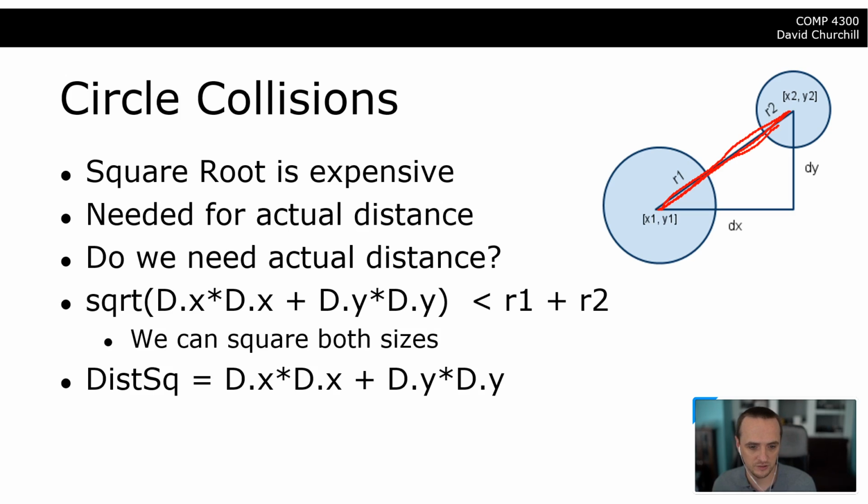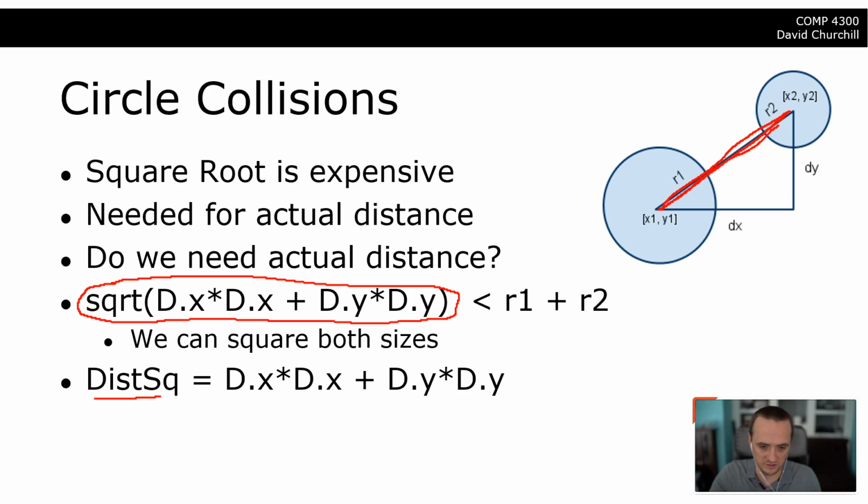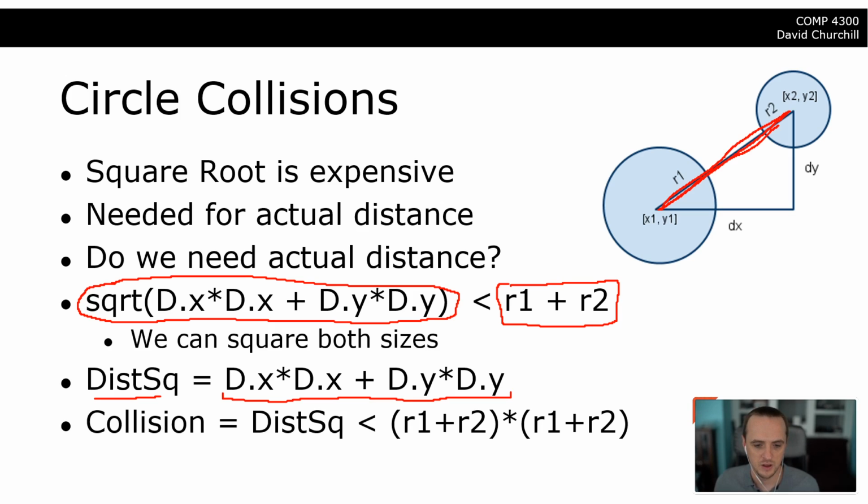If we square both sides, well, this becomes a variable which I'm going to call distance squared. Okay? So if we square the distance, we get distance squared. And now we can remove the square root. So if we take something that's a square root and we square it, we just remove the square root. So now if we square the x's and add it to the square of the y's, we get the distance squared. And now what we have to do is square the other side, and we get the following. So if distance squared is less than the square of the sum of the radiuses, then we have a collision. And so now we have a formula which doesn't have a square root in it anymore.